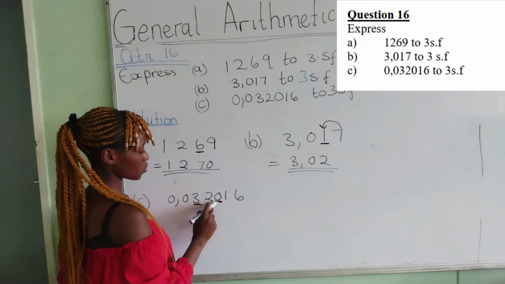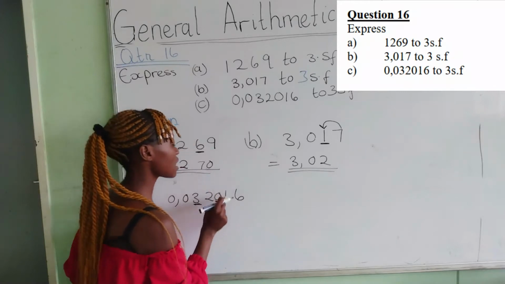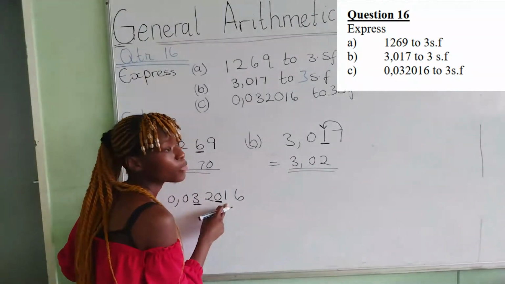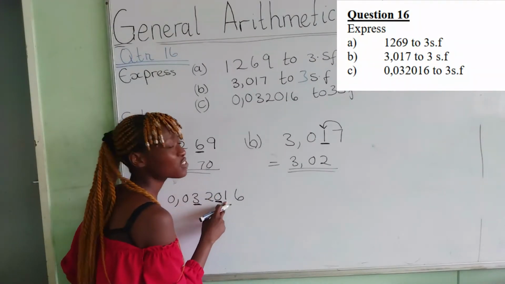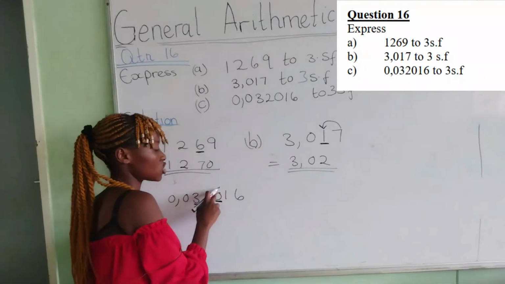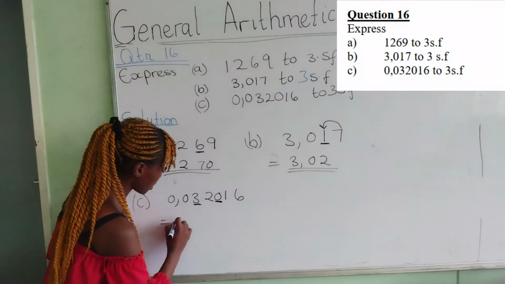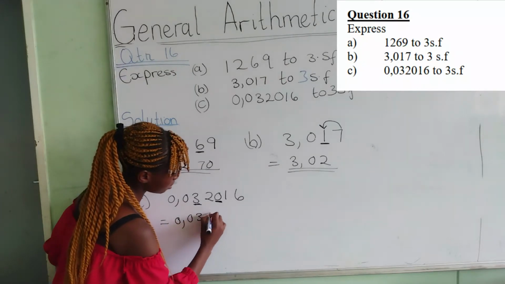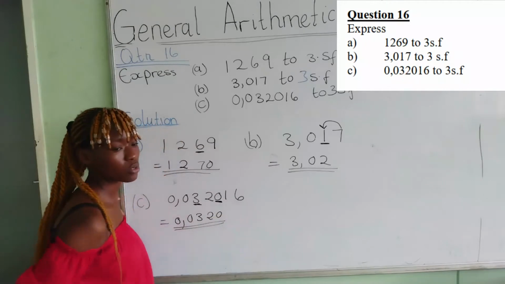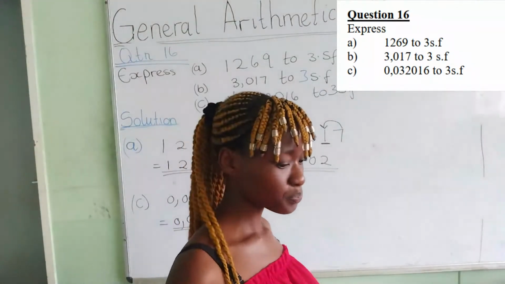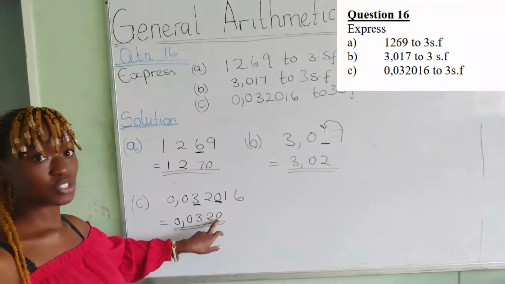Okay, so it's 1, 2, 3, and we check the following number, is it above 5 or below 5. If it's below 5, then there's no change to our 0, but if it's above 5, then there's a change to our 0. But in our case, it's below 5, so there's no change to our 0. So this becomes our answer and we cancel out everything that comes after. Okay, and be sure to put the 0 here, it's really important.